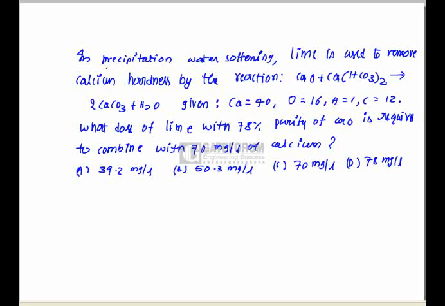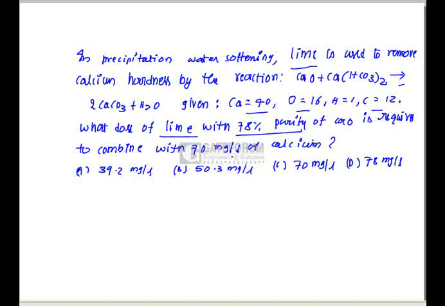The question is, in precipitation of water softening, lime is used to remove calcium hardness by this reaction. Lime is used for softening of the water. The reaction and its molecular weights are given. We have to find out what dose of lime with 78% purity of CaO is required to combine with 70 milligrams per liter of calcium.